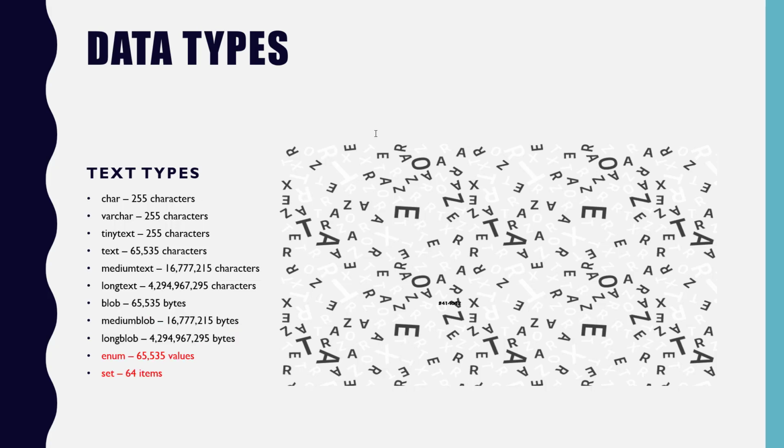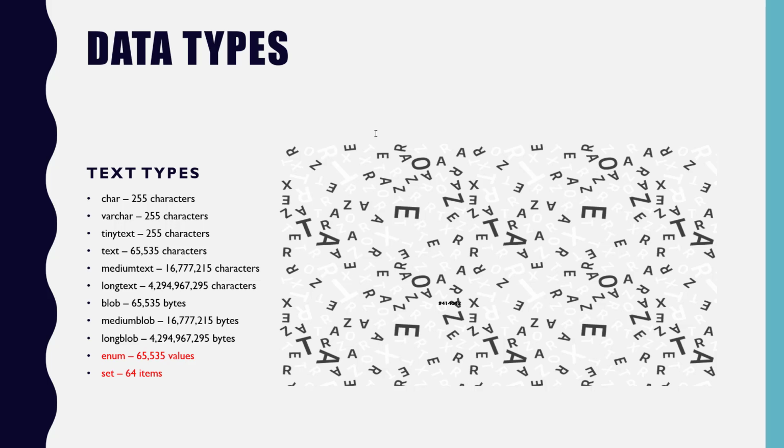Then we have enums and sets. We're not going to spend too much time on these. If you're from the programming world and you know what an enum is, it's kind of the same thing. It's a set list that they can choose from, okay? But we're not going to use those in this class, so don't worry too much about them. If you want to know more about them, we can maybe talk about it after class, but it's also covered in the book. But those are all the text types.